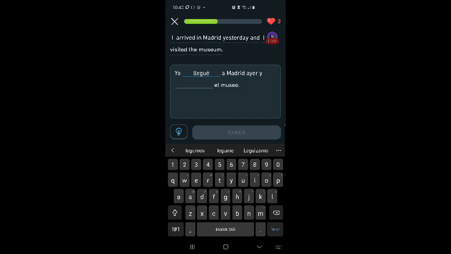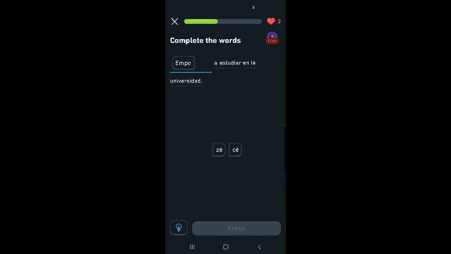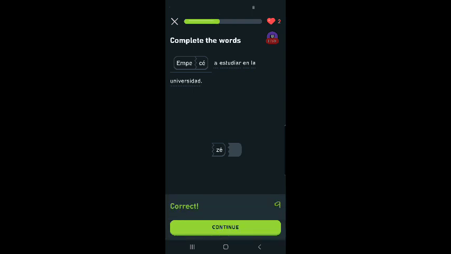a Madrid ayer y on the thing that says live, it looks like it says LME, but I know it says live. Yeah. Visité el museo. Okay. That's not super helpful for me right now. I'm trying to concentrate on this, and I really don't feel good. I would like to pass this level, but I don't think I'm going to. Okay. Yo empecé a estudiar en la universidad. Do you need glasses?